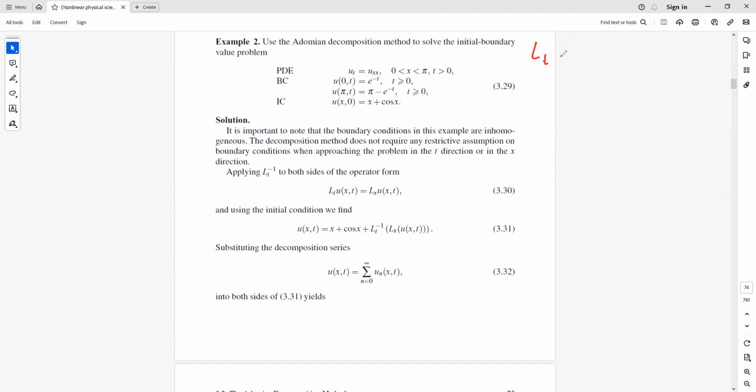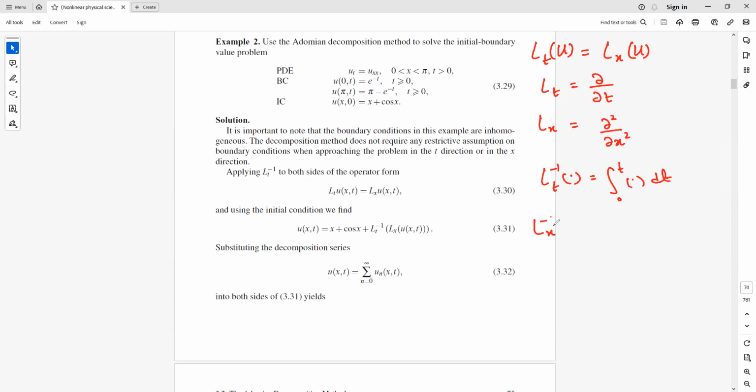Now the problem statement says that L_t u equals L_xx u, where L_t means the partial derivative with respect to t, and L_xx means the second order partial derivative with respect to x. And the inverse operator L_t inverse applied to a function implies that we need to integrate the function from 0 to t with respect to t, and the inverse operator L_xx inverse applied on the function means we need to integrate twice with respect to x, right?